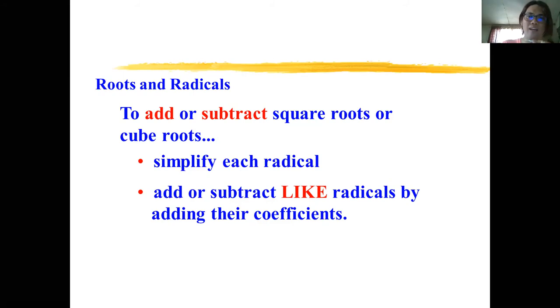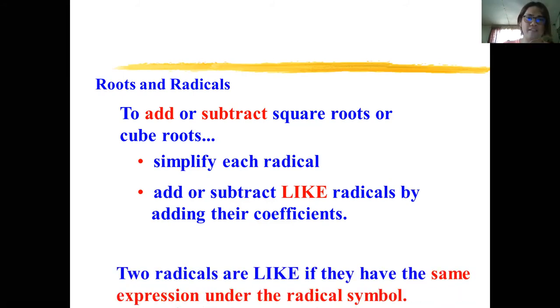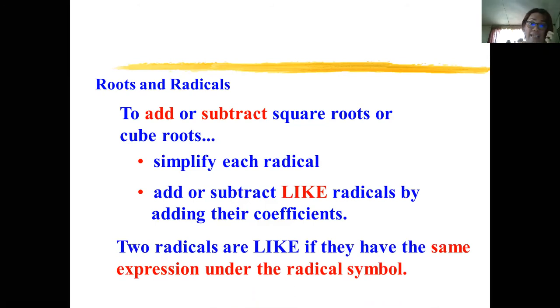So what are like radicals? Two radicals are considered like if they have the same expression under the radical symbol. What do you mean by that, sir? They must have the same expression under the radical, same index and same radicand. Again, two radicals are considered like radicals if and only if they have the same index and same radicands. So take down note of that.